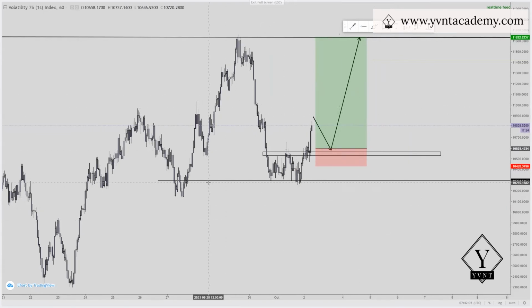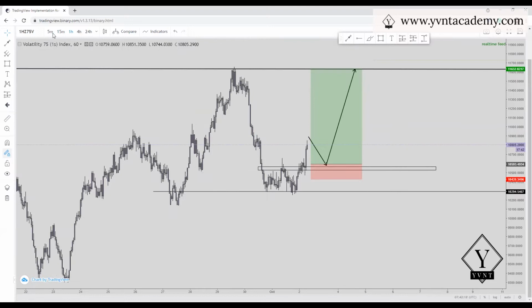this is the setup on vix75 one is. You can just maybe pause and take a screenshot of it, or maybe go to your charts and then just do the analysis. So now let's go to another one.